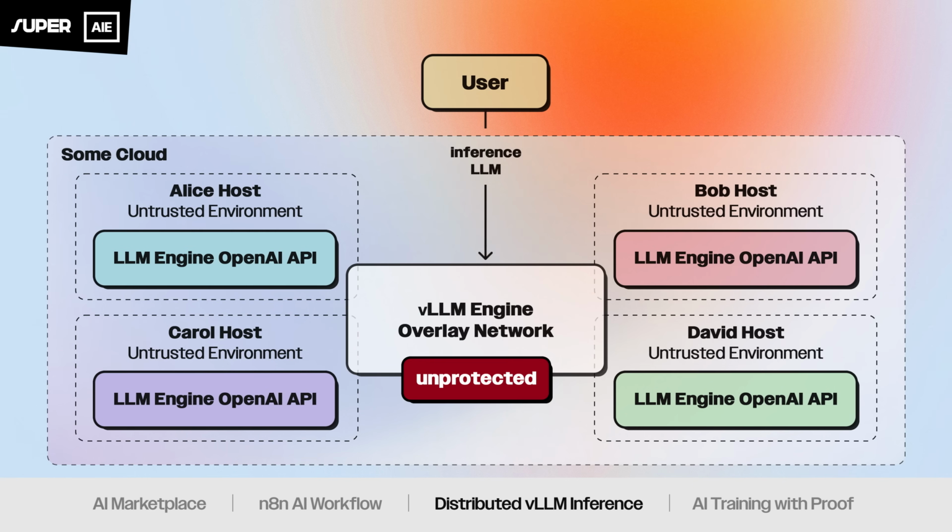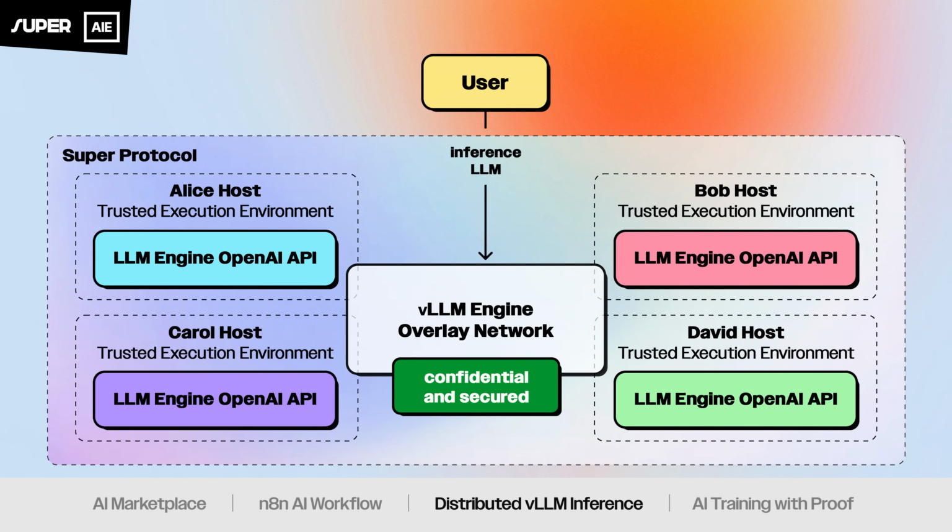Under the hood, VLLM partitions the model by layers and assigns each layer's computation to a different node in an overlay network. Great for memory efficiency and throughput, but by default, those machines run in unprotected environments, exposing your data, model code, and intermediate state to host operators. Here's how Super Protocol secures it.